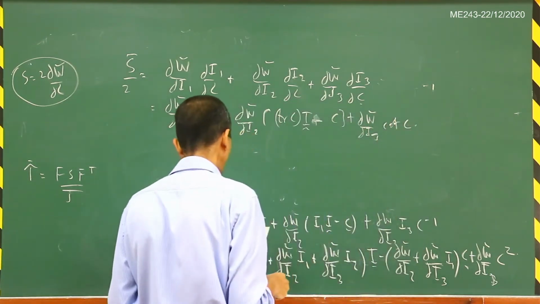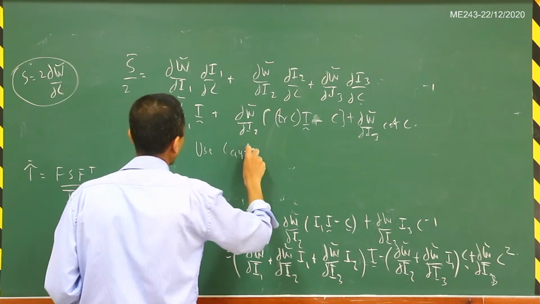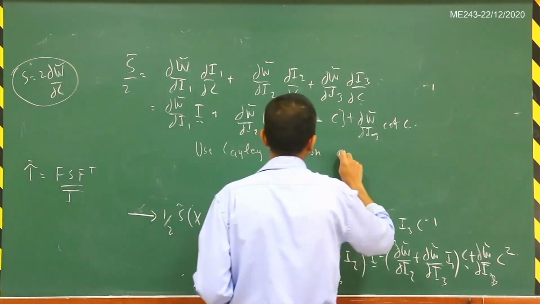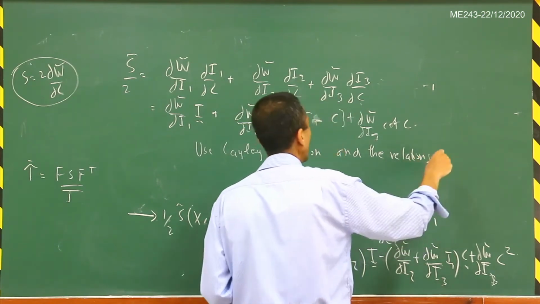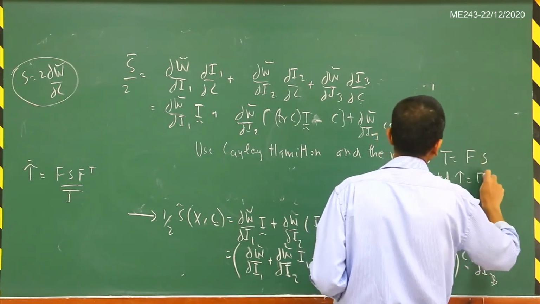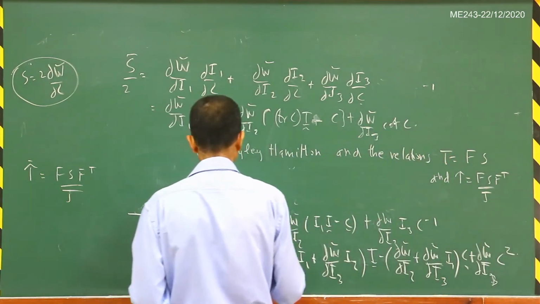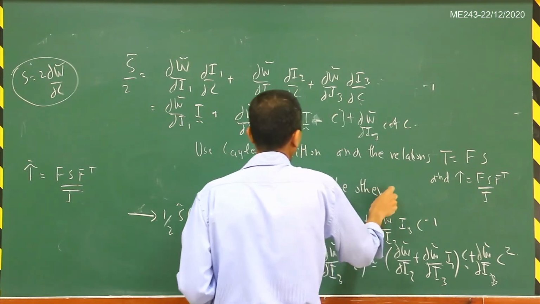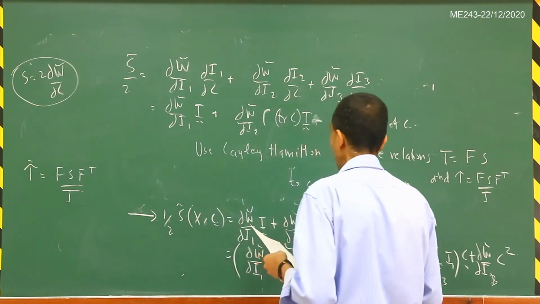And then as I said, use Cayley-Hamilton and the relations T is equal to F times S and tau is equal to F S F transpose by J to get the remaining relations here, to get the other relations. So, okay, that completes this particular proof.